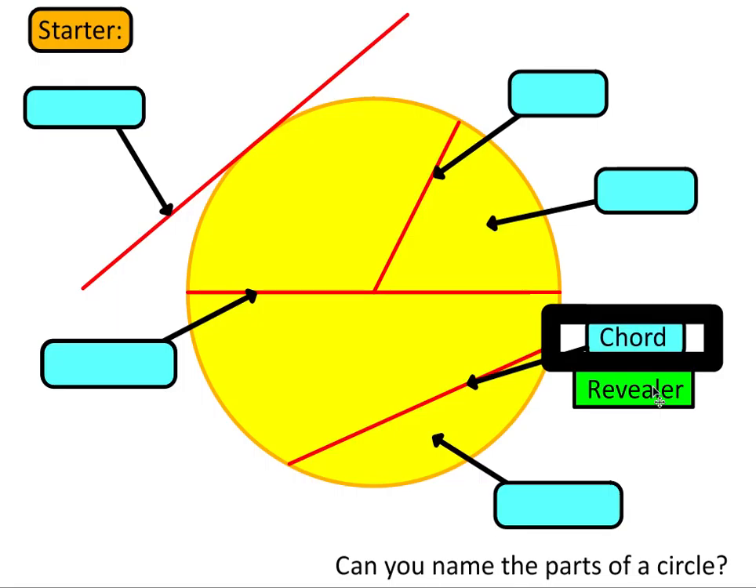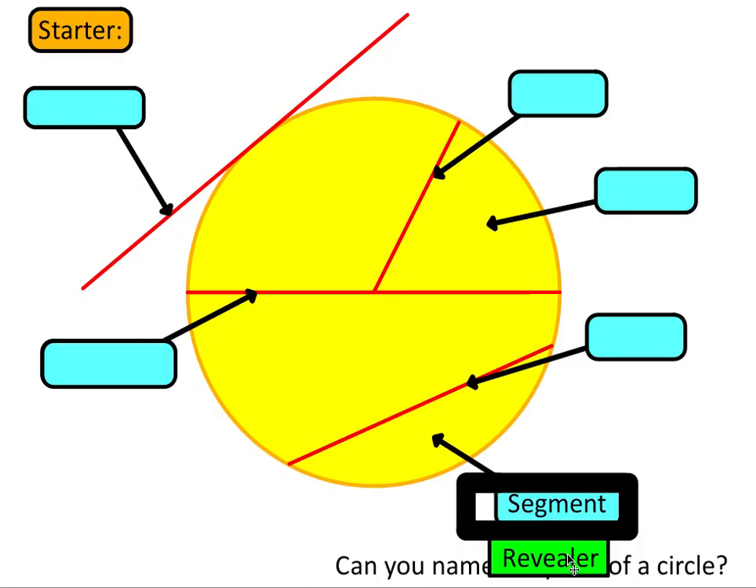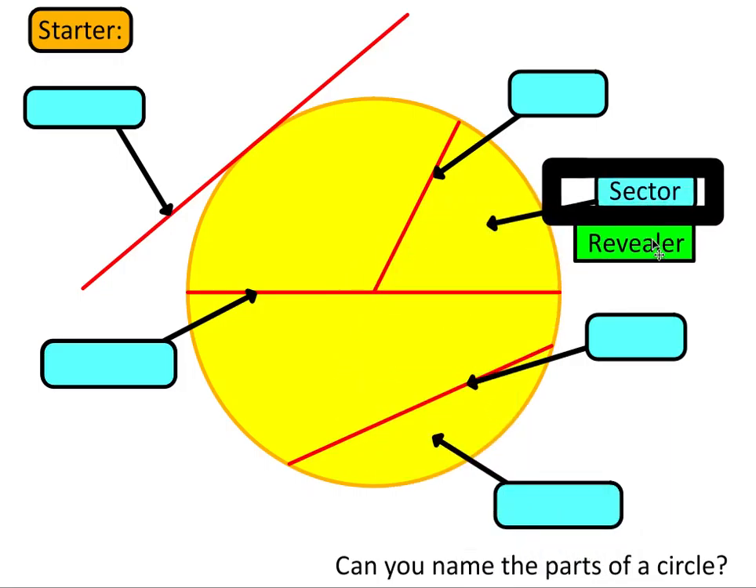Now, a chord will split a circle into two pieces, and those pieces are called segments. The smallest segment is known as a minor segment, like this one. The larger area is called a major segment. And the final thing to know is that a piece of a circle cut from the center, like a pizza slice, is called a sector.